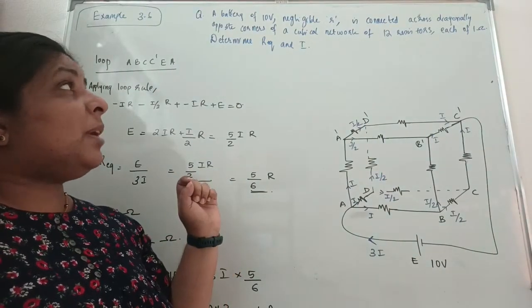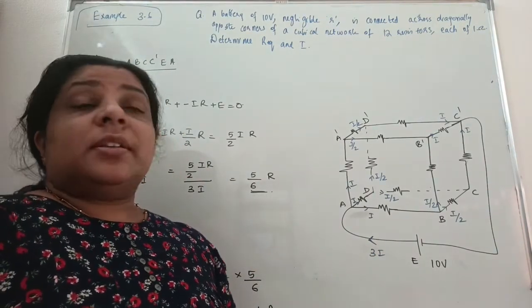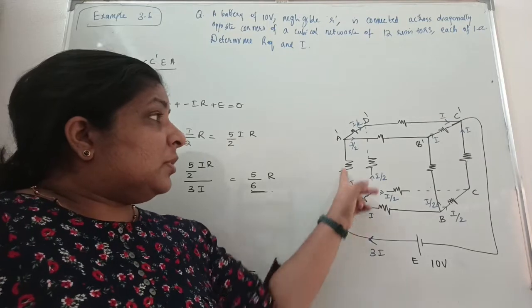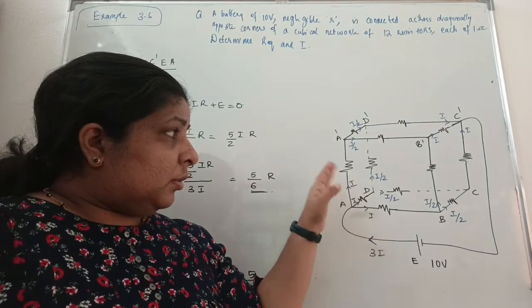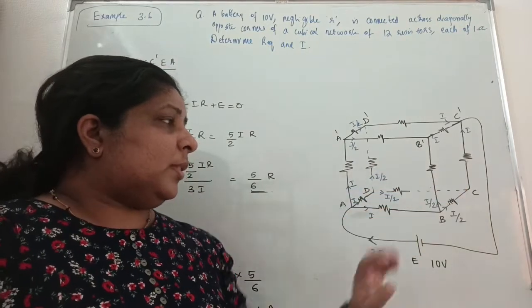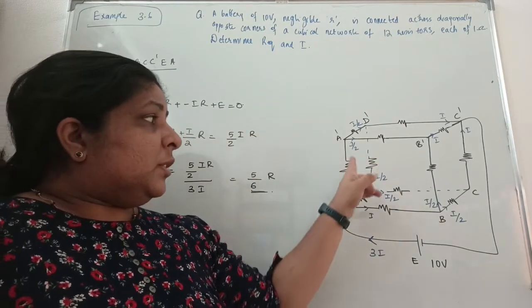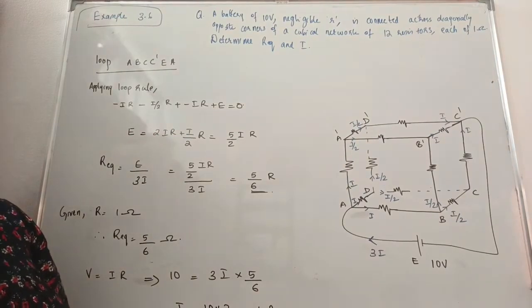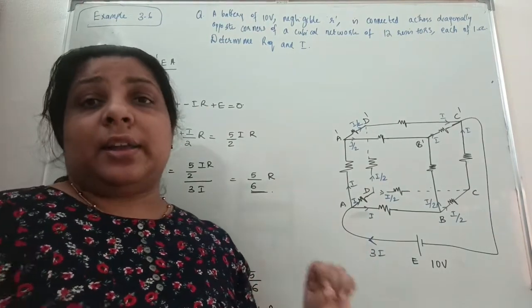So here the question is a battery of 10 volt of negligible internal resistance is connected across the diagonally opposite corners of a cuboidal network. So this is a cuboidal network of 12 resistors. You can see 1, 2, 3, 4, 5, 6, 7, 8, 9, 10, 11, 12. So 12 resistors are there in total, each of resistance 1 ohm. Determine the equivalent resistance and you need to find the current I.